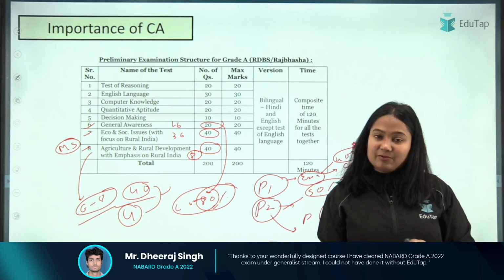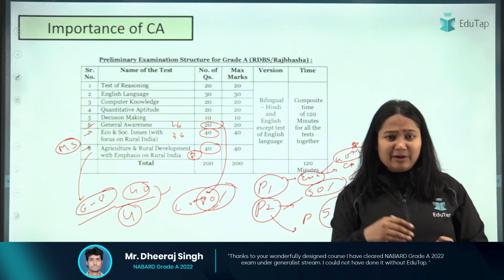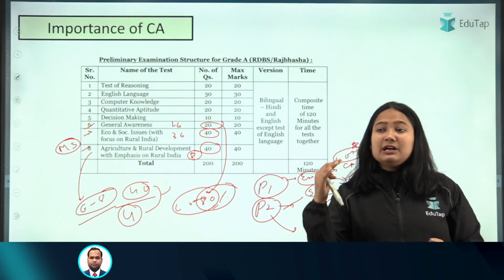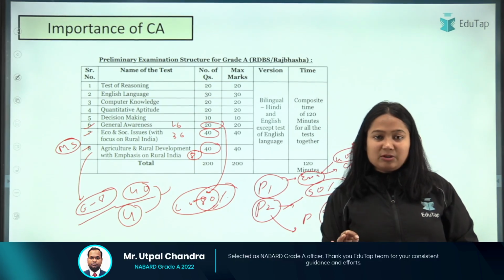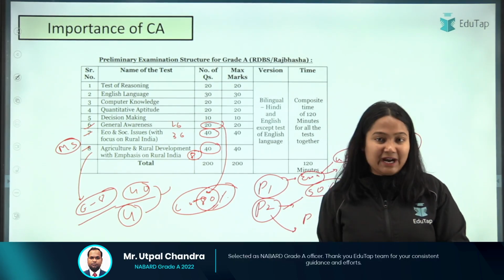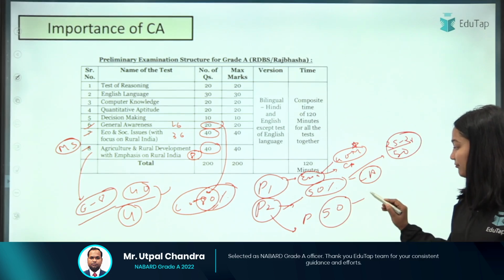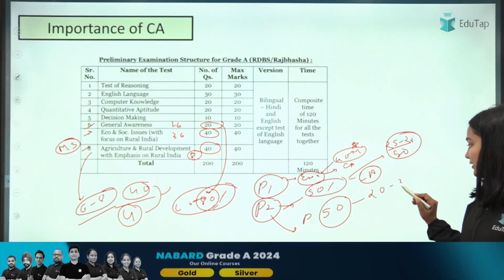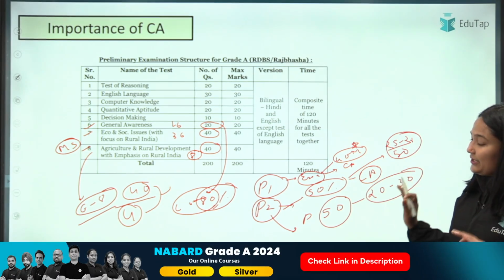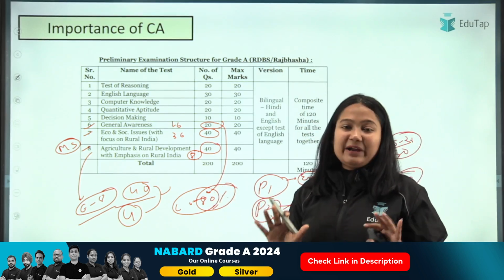Some 10 marker questions were also from the current affairs part. But if I talk about 2023, again, questions from current affairs were also there, but the majority of questions were from the static part, right? So here you can assume out of 50, at least 20 to 30 marks are from current affairs. So it gives you a wide idea why current affairs are important.